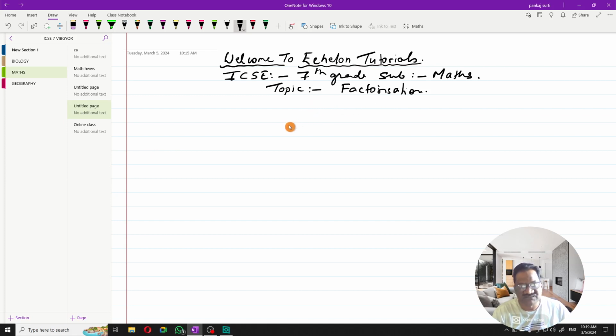In today's session we are going to do something on ICSE 7th grade, and the subject is mathematics and the topic is factorization. Okay, so let us get started, and let us study what is this factorization, what is the concept of factorization.